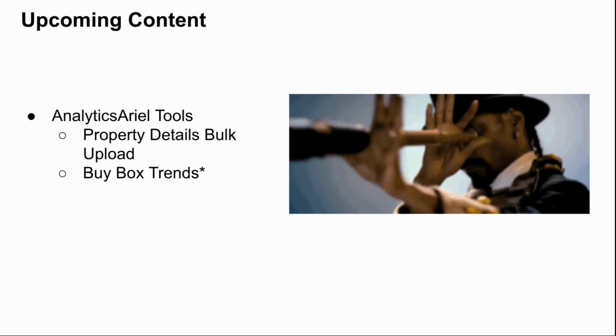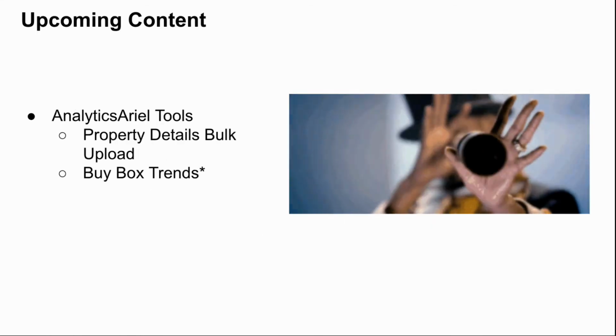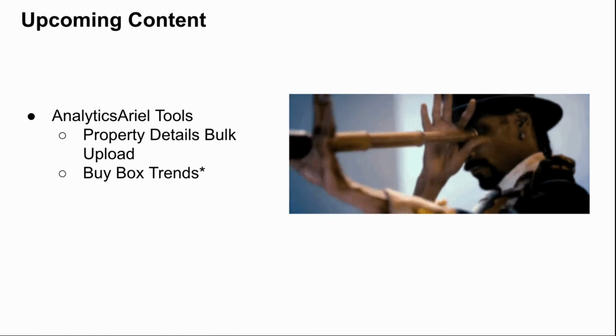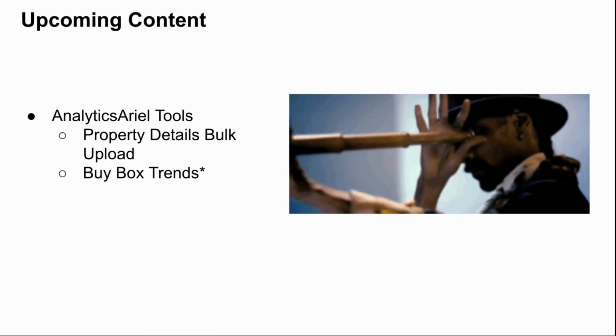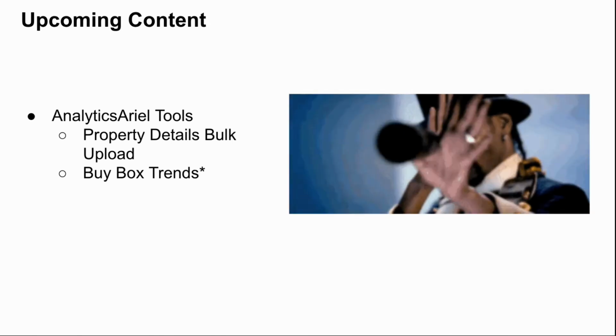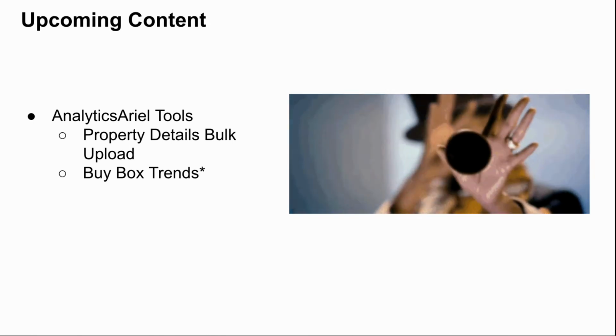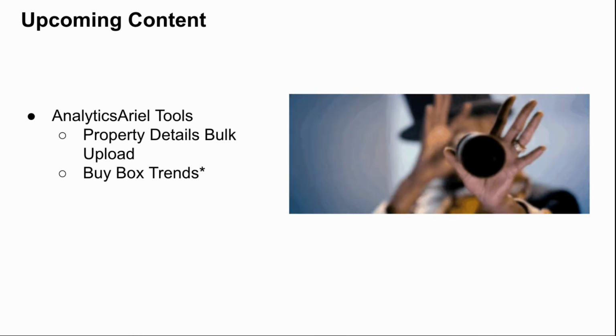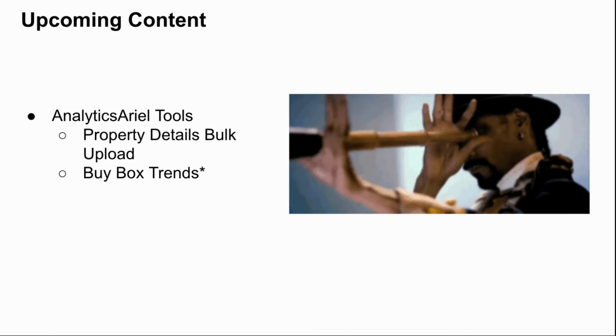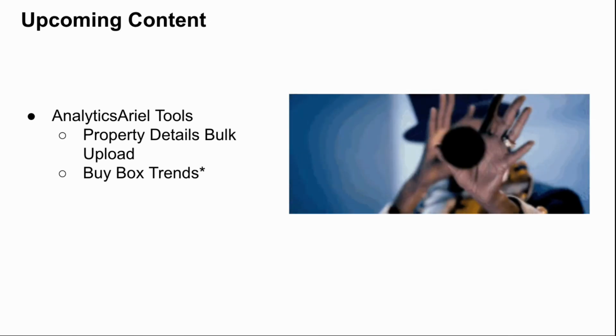Great. So what's coming for upcoming content? So I've been trying to make my push to have a lot more of my internal tools external, and I was able to publish a month or 2 ago the property details bulk upload tool, which allows you to upload a CSV file or Excel file of properties and get Zillow information back.